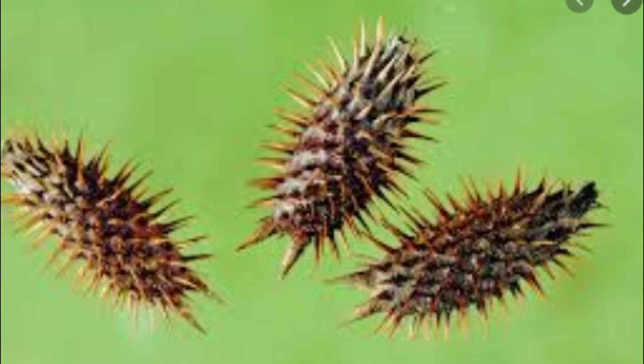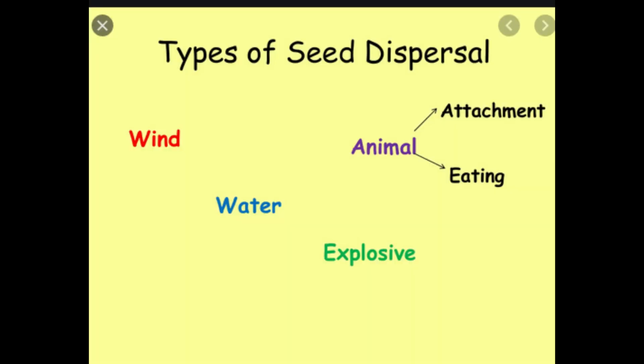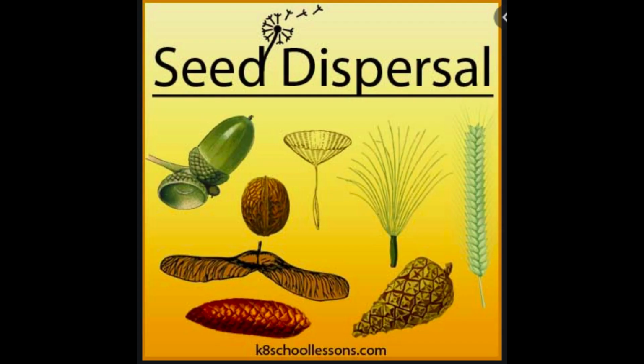So let's conclude. In this class we studied different types of seed dispersal mechanisms. The first one is dispersal by air or wind. Examples are calotropis, mahogany, etc. The seeds should be weightless. They may possess wings or hair-like structures. Second one, dispersal by water. Example is coconut. The seeds should be buoyant so they can float on water. They should possess a hard seed coat so it will not decay.